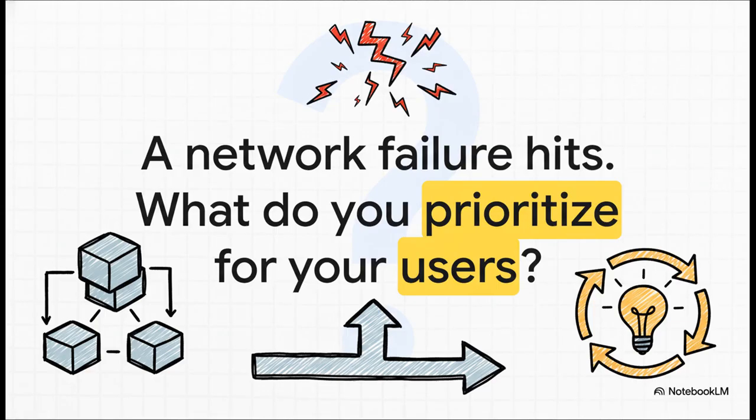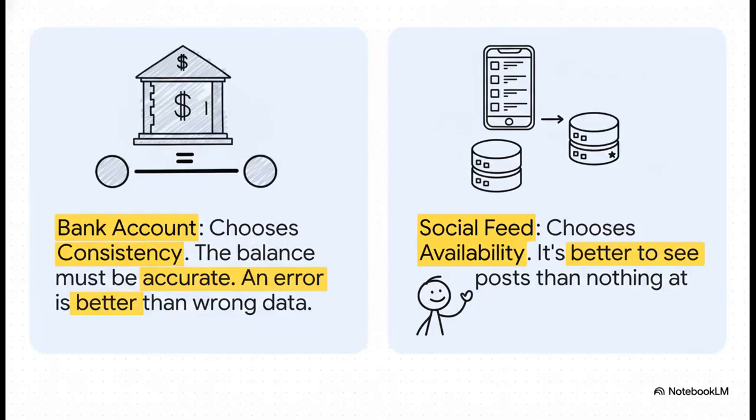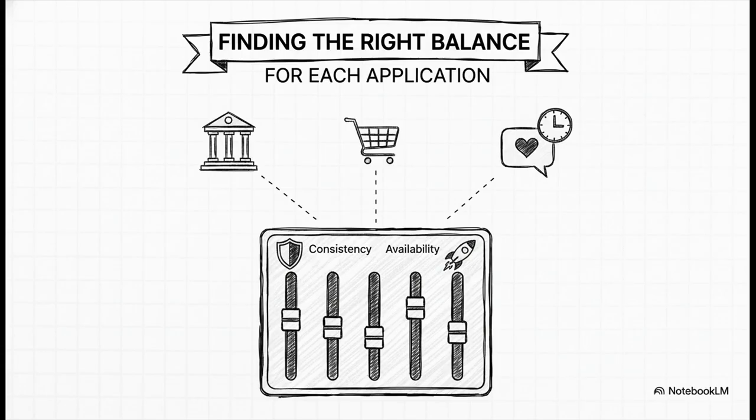And since network failures are gonna happen, you're forced to choose consistency or availability. Think about it. A bank has to be consistent, but a social feed, it just needs to be available. So yeah, there's no single perfect solution. It's all about finding the right balance for your specific needs.